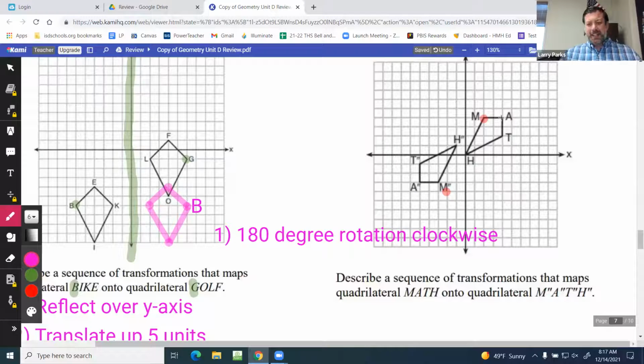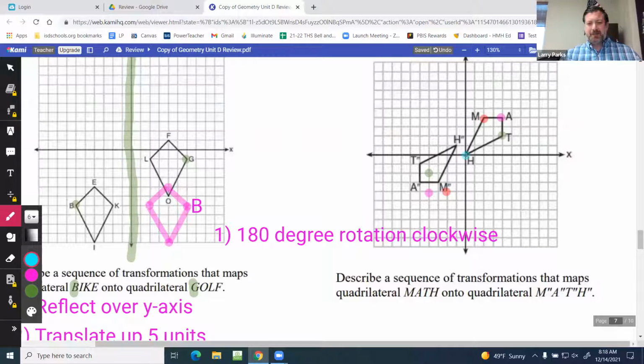Now let's look at A. A is at 4, 4. Over here becomes 4, 4. So that's where my new A is. T was at 4, 2. Over here becomes 2, 4. Over here comes back to 4, 2. And then finally H. H starts at 0, 0, goes to 0, 0, so it stays in the same spot.